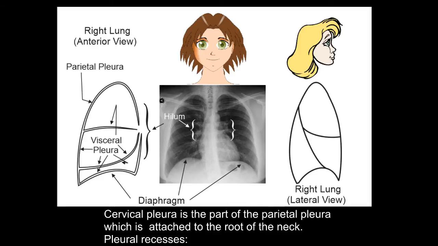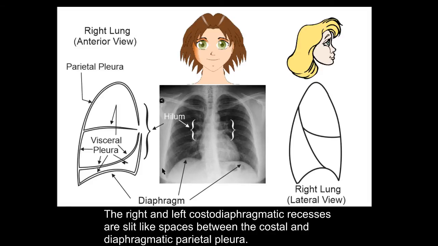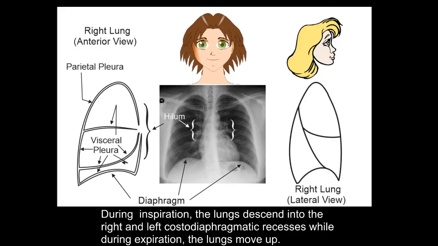And you also need to know about pleural recesses. Right and left costodiaphragmatic recesses are slit-like spaces between costal and diaphragmatic parietal pleura. During inspiration, lungs descend into the right and left costodiaphragmatic recesses, while during expiration the lungs move up.